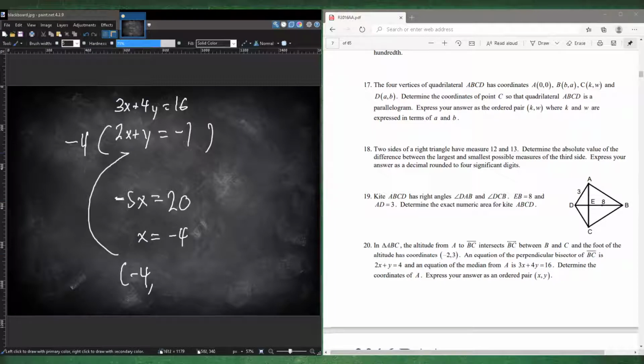Plug it back into, let's say, this equation. So we have 2 times -4, which is -8, and then -1 minus that -8, that's 7. So that's our value for y. So our answer for number 20 is the coordinates -4, 7. And that's basically it.